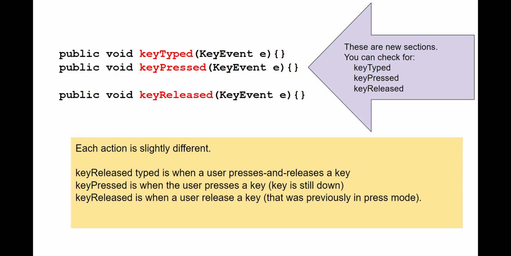There are a number of things that Java can detect with the keyboard. It can detect if a key was typed, if a key is pressed, and if a key is released. Each of these are slightly different. So for example, the key typed is basically when the user presses down or depresses a key. The key pressed is when a user releases the key. The key released is when the user releases the key. So each of these will generate an event that you can write code to respond to.